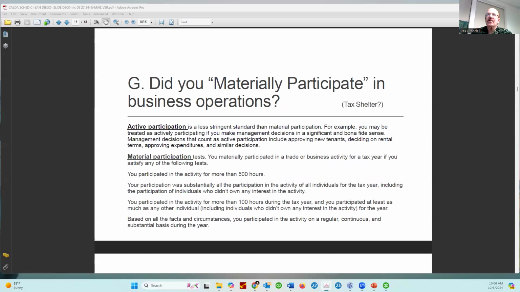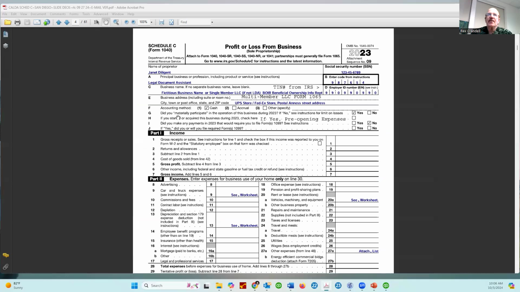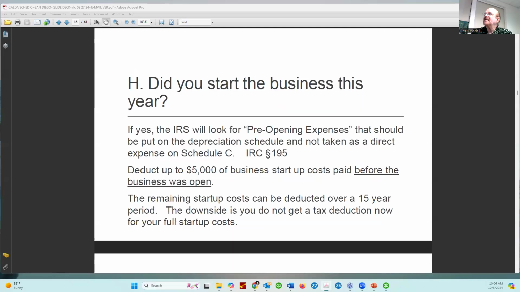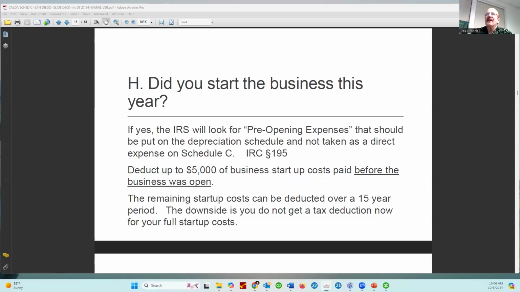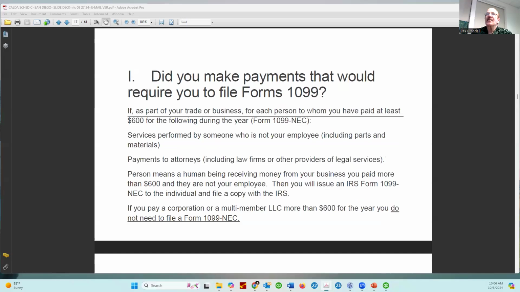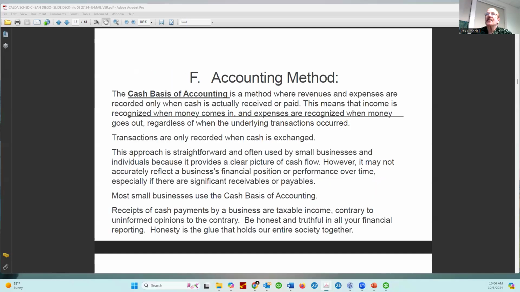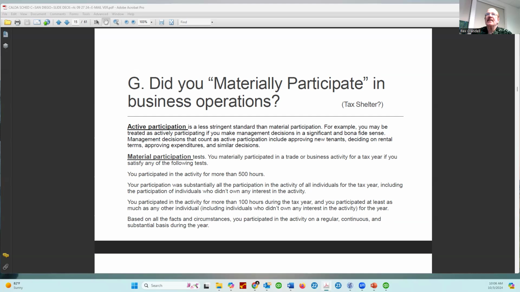Then we have the question, did you materially participate on line G? Yes or no? Material participation... where did we go here? I don't know, I'm lost. Okay, so you want accounting method, material participation.